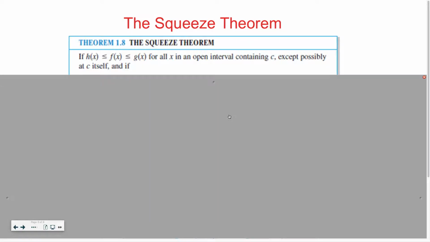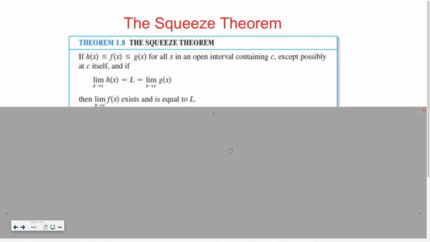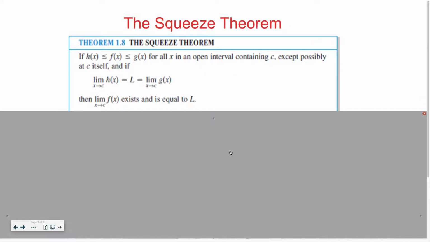Okay, so if I have a function squeezed in between two other functions, so f of x is squeezed between h of x and g of x. If our outer functions have the same limit as x approaches c, then the function squished in the middle also has that limit.